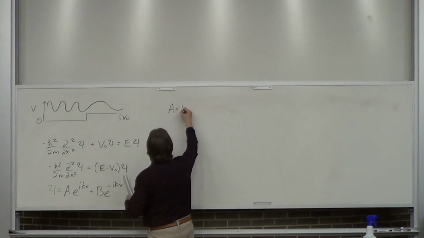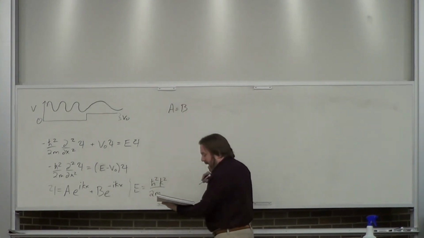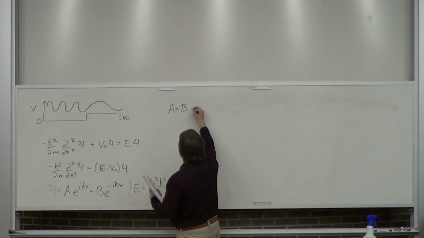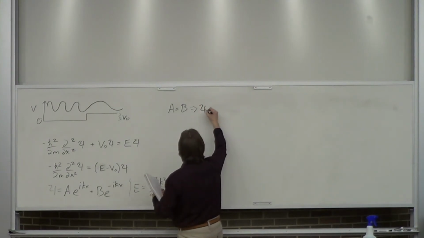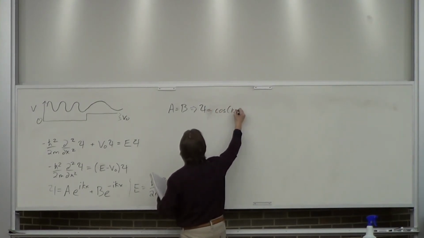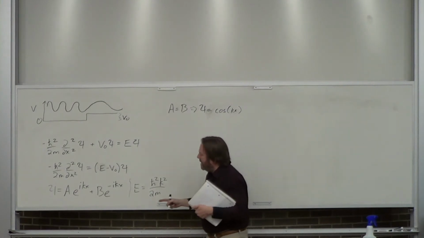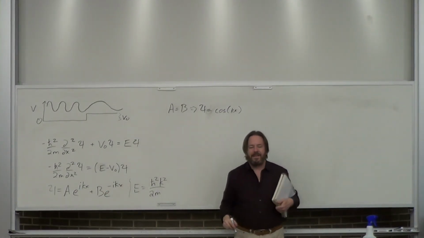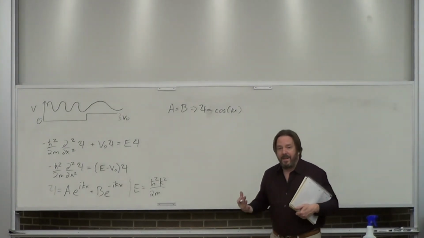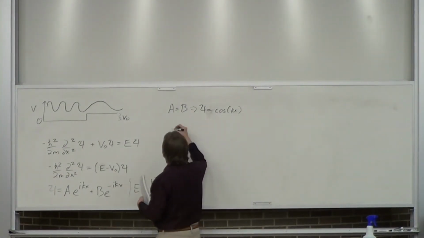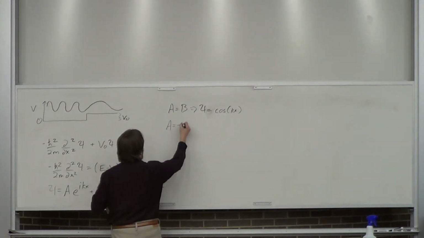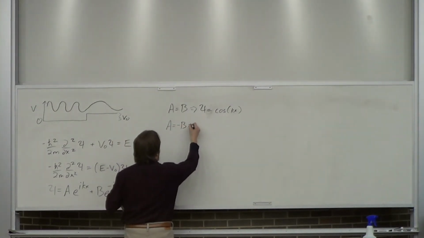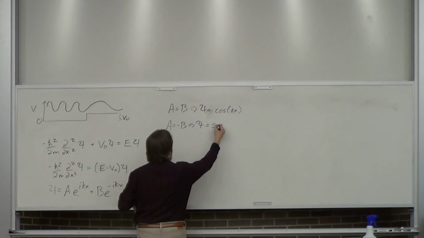A is equal to B. Now if that's the case, guess what? The wave function is basically cosine, right? Remember, 1/2 e to the ikx plus 1/2 e to the minus ikx. If A is a half, B is a half. If A is equal to B, your wave function is cosine. Likewise, if A is equal to minus B, then the wave function is sine.